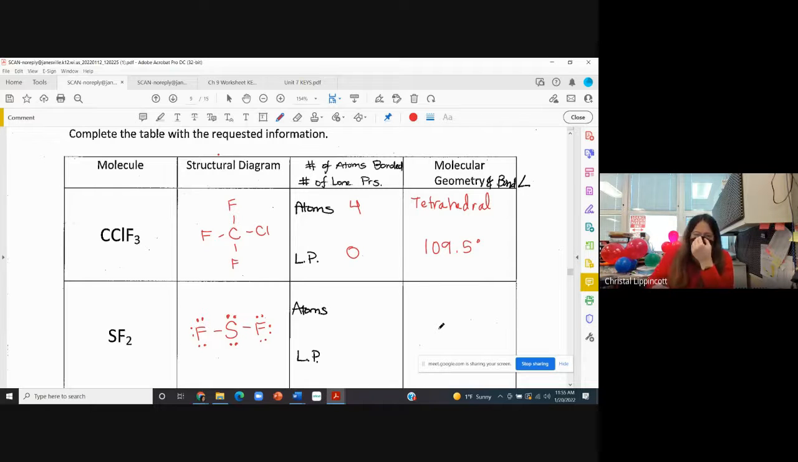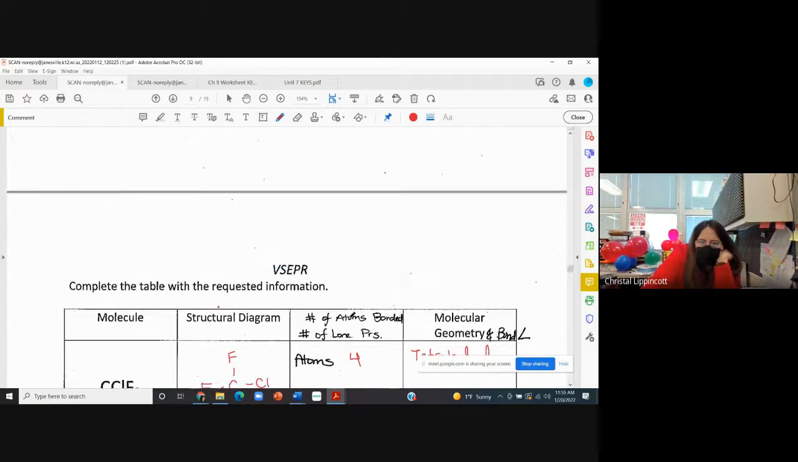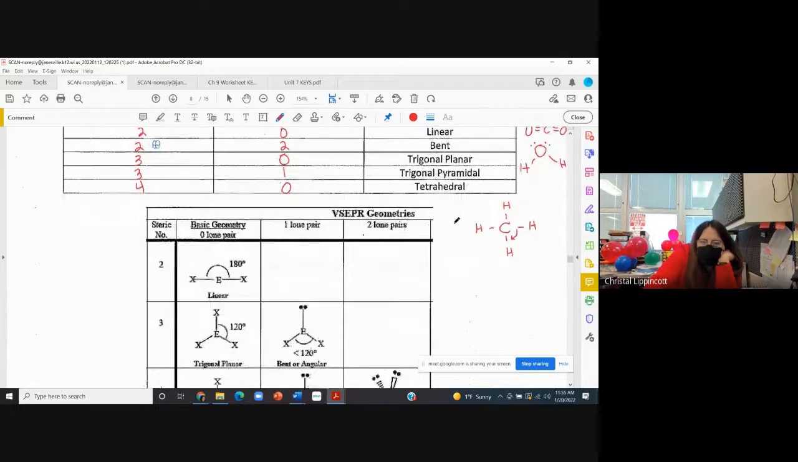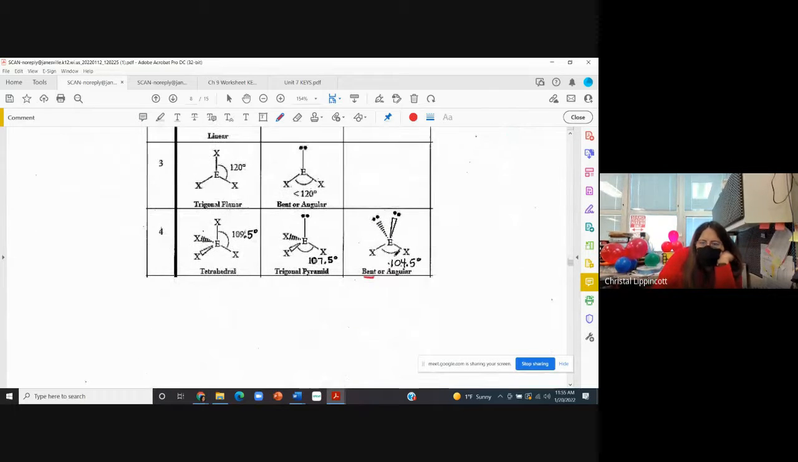All right. So you should have seen that there were 2 atoms bonded to the center and that we have 2 lone pairs of electrons. So if we go back up to our chart here, we're going to look for 2, 2. We have 2, 2 here. That's bent. And bent angle is 104.5.